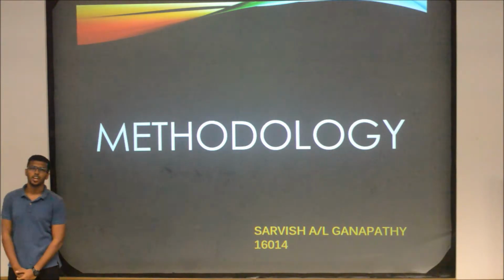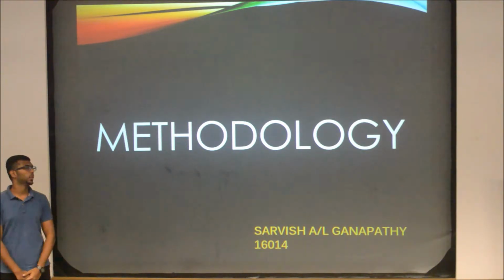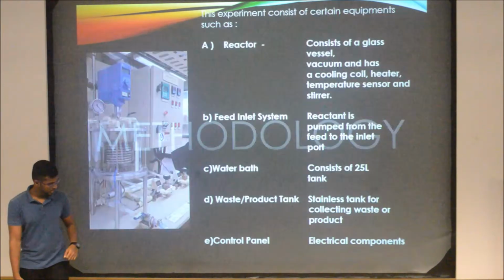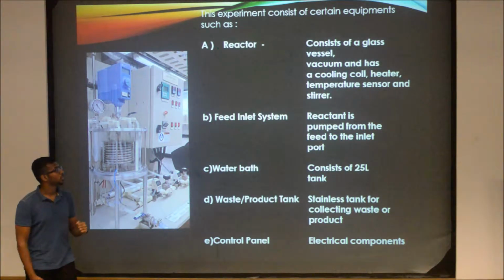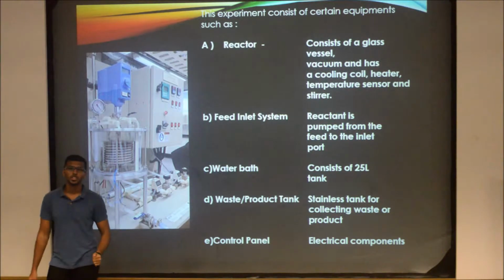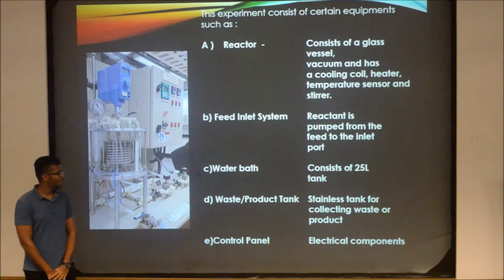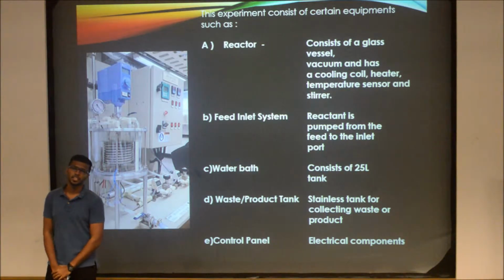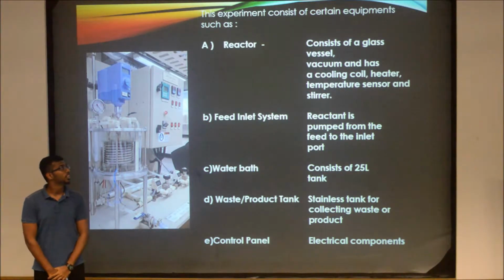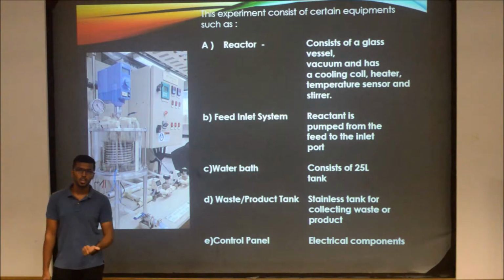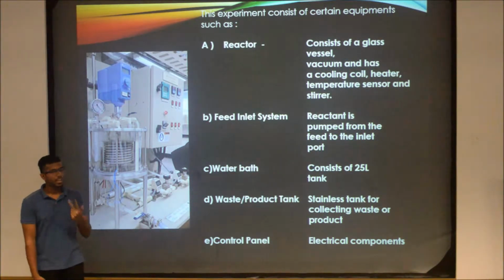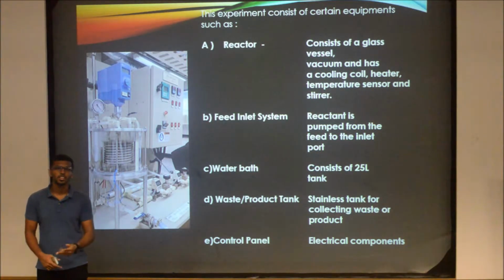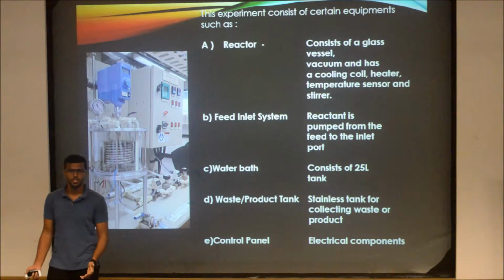Good evening everyone, I'm Sarvish. I'll be talking about the methodology of the whole process. First, moving on to the equipment of this experiment, which consists of 5 things. First is the reactor. The reactor consists of a glass vessel with a cooling coil, a heater, a temperature sensor, and the stirrer. This is where the reaction occurs.